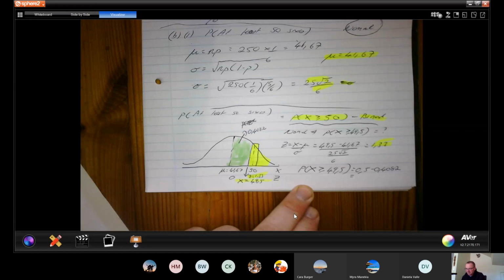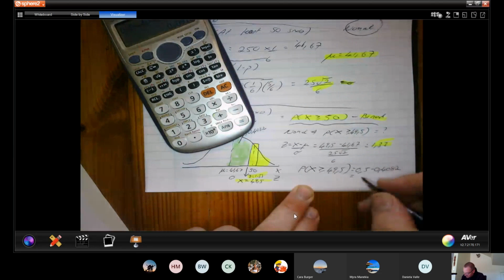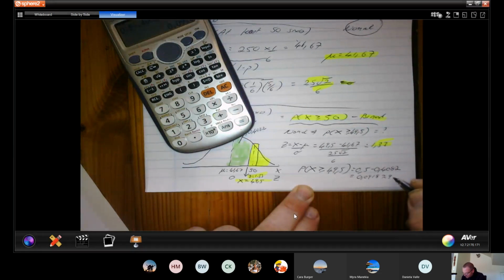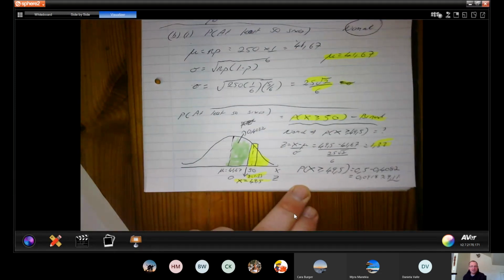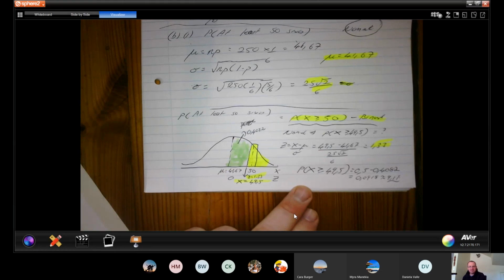Think about it, you're throwing a dice 250 times, and we were asking for at least 56s. 0.5 minus 0.4082 gives you a probability of 0,0918. In other words, approximately 9,1% of getting at least 56s when you throw a dice 250 times. Well, isn't that nice to know?